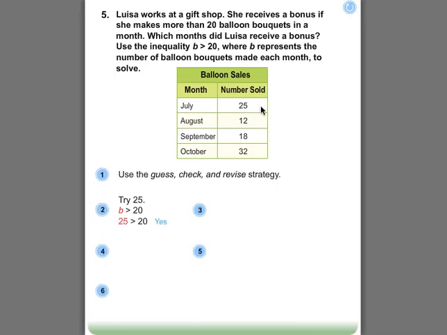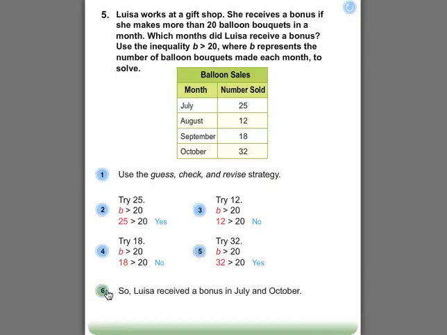You're going to substitute the number sold for the b. b is greater than 20. So we substitute what she had in July. Is 25 greater than 20? Yes. Try 12. Is 12 greater than 20? No. Let's do it again with September's total, which is 18. No. Now we're going to do it with October's total, which is 32. And the answer is yes. 32 is greater than 20. So Louisa received a bonus in July and October.